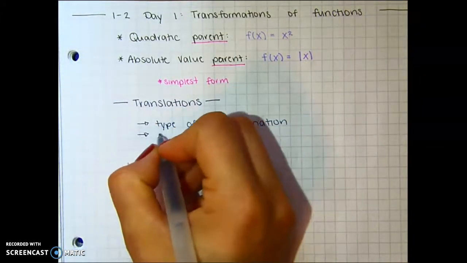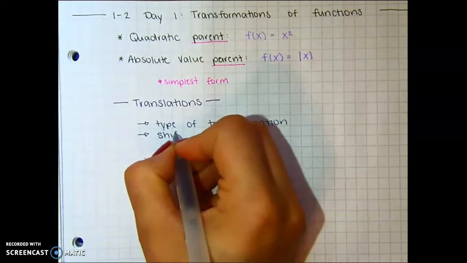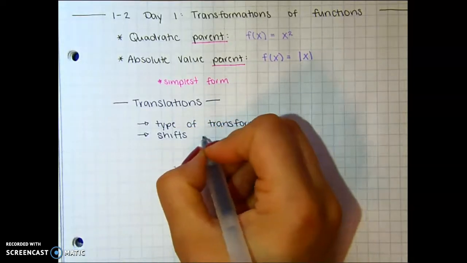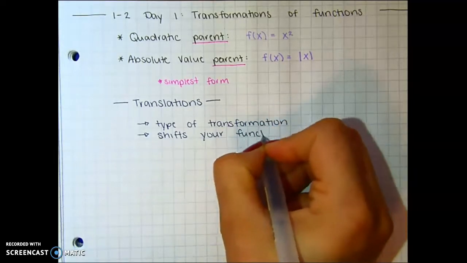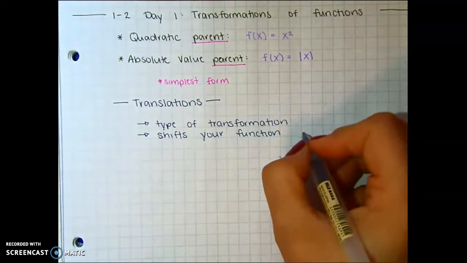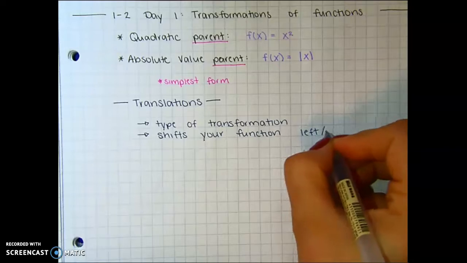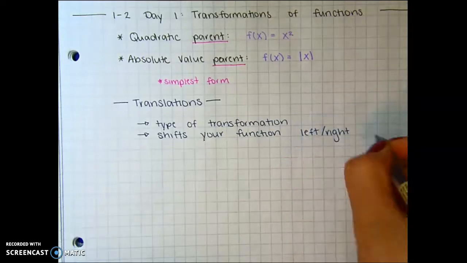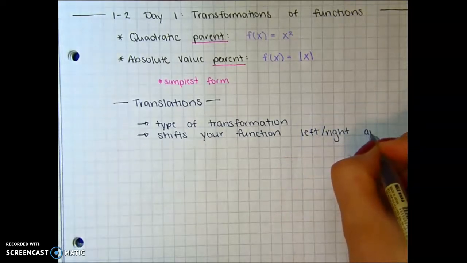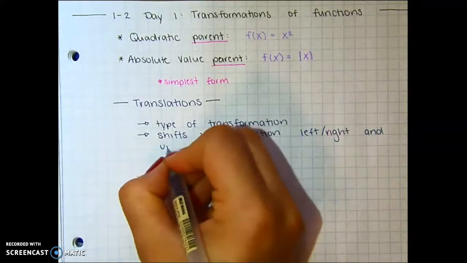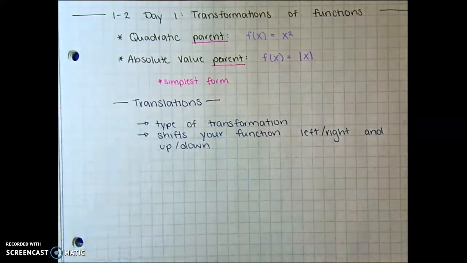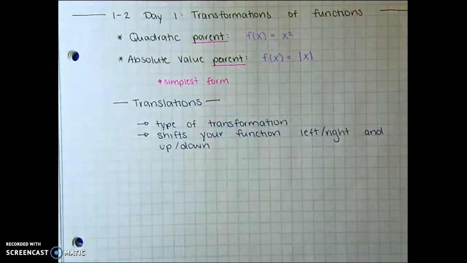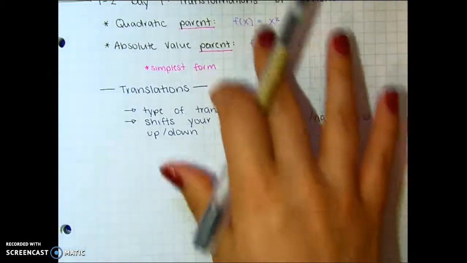It moves your graph or shifts your graph. Instead of saying graph, let's say shifts your function left or right, or up and down, or and, or. And it's called a translation. So let's talk about how that affects the equation. So these are the parents.